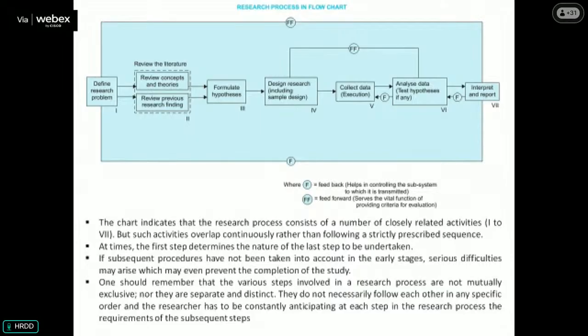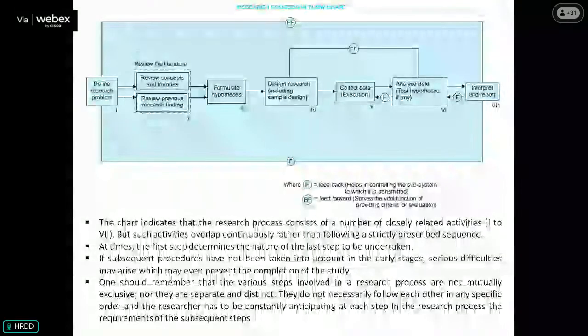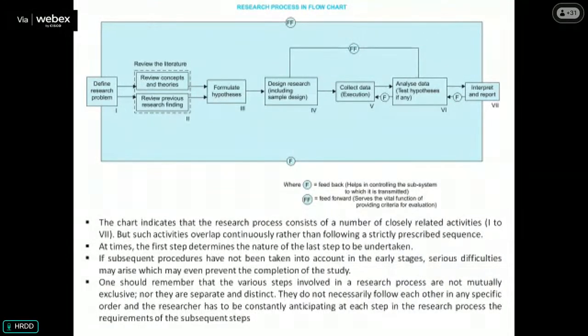Okay, so you try to prove the hypothesis in that case, and then you interpret and report it in the form of publications, and finally in the form of a thesis. So this is the research methodology: what methods we follow during our research stages. This chart indicates that the research consists of a number of closely related activities. It's not that one is separate.